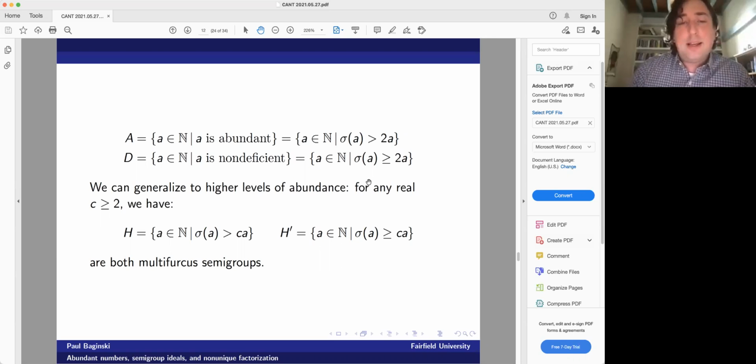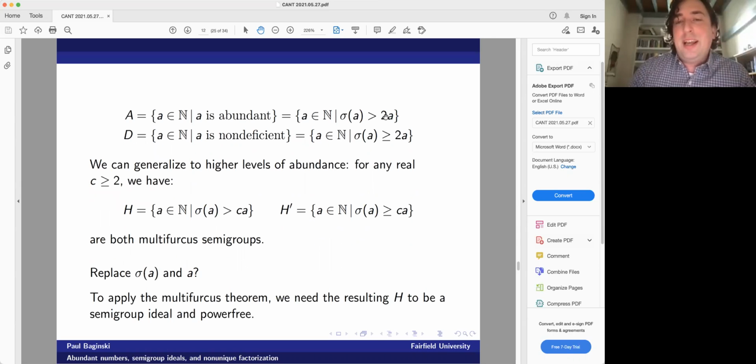Okay, and then how else to generalize? Well, I've got this function sigma, and I've also got another function, the identity function on the right-hand side. Those are both multiplicative arithmetic functions. Maybe I can replace them with some other arithmetic functions. And all I need is to guarantee that the resulting set H is a semigroup ideal and it's power free.